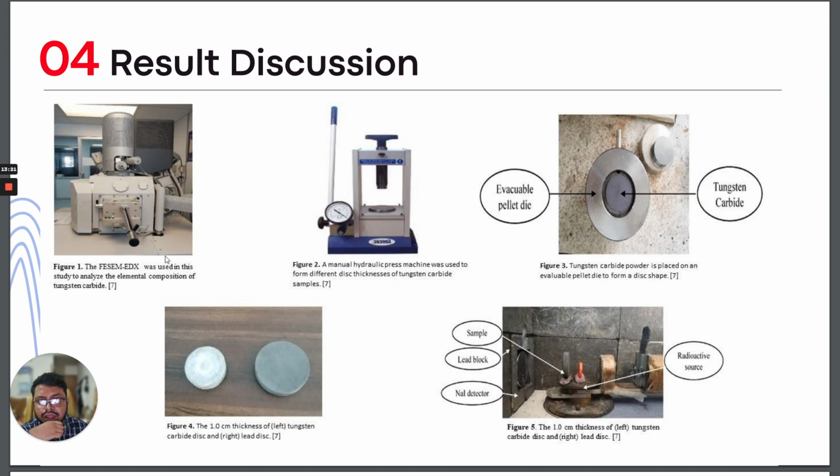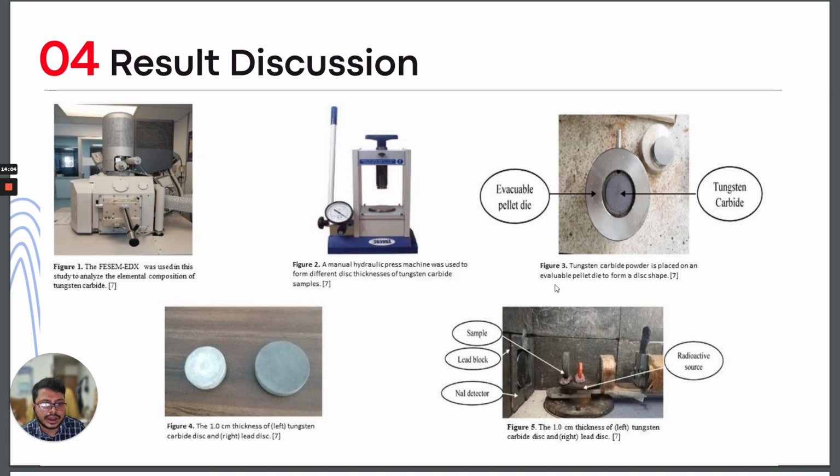Here we see the machine pictures we used in our experiment. The first one is a FESEM, which is known as field emission scanning electron microscopy with energy dispersive X-ray spectroscopy. We used it to study and analyze the elemental composition of tungsten carbide. The second machine we used is a manual hydraulic press machine. We used it to form different disc thicknesses of tungsten carbide samples.